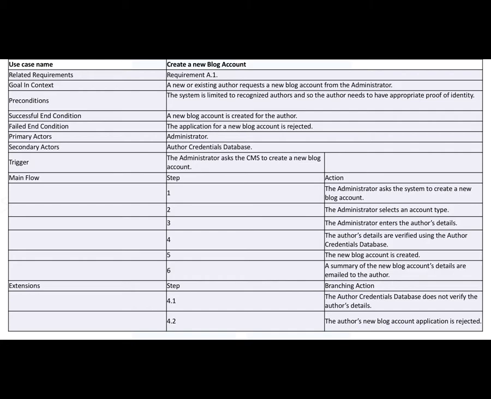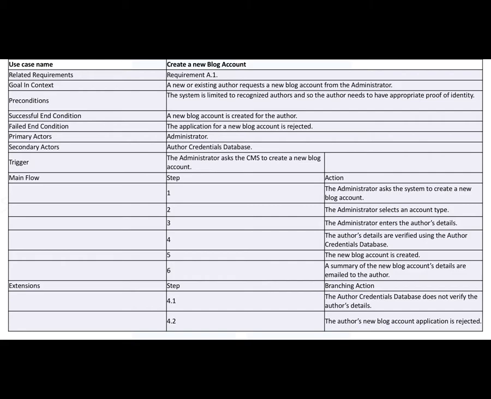Okay, so this is an example. Create new blog account. Remember, we're looking at a blog account, a content management system. And this is the use case, create a new blog account. The related requirement is requirement A1. Remember, we saw that requirement at the beginning of the lecture. The goal in context: a new or existing author requests a new blog account from the administrator. So it tells us why this is our goal, right? What's the context within which it is needed?